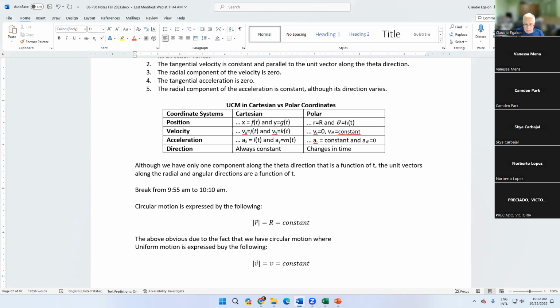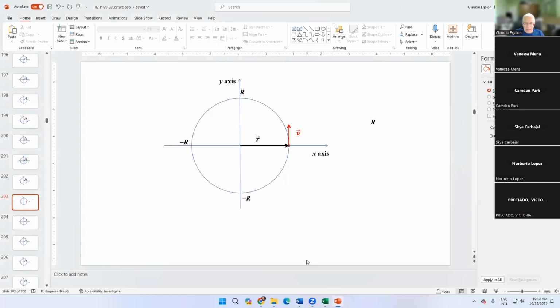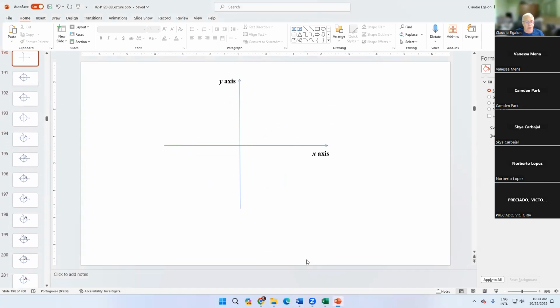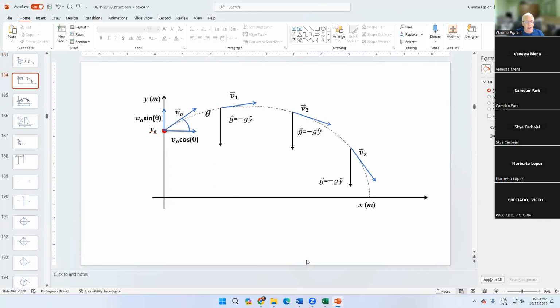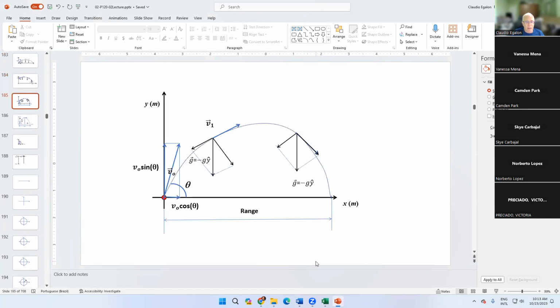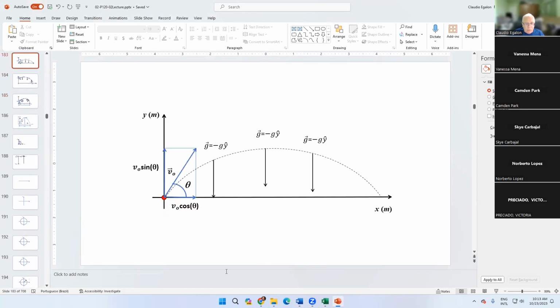where the circle has a constant radius. The same cannot be said about projectile motion. Do you remember projectile motion? Let's go back to projectile motion. Here you go. Not this one, I want this one here. Look at the projectile motion.